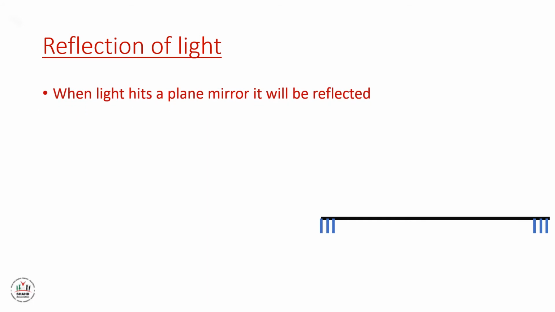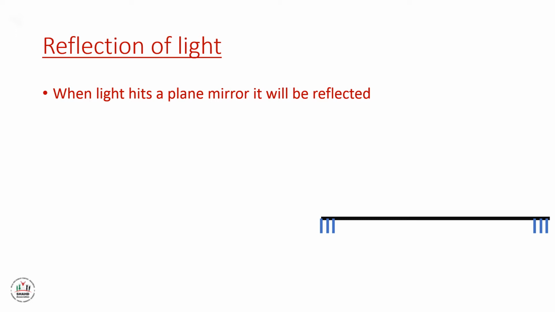In this session, we are only interested in the phenomena of reflection of light. So what happens for light when it hits a plane mirror? The answer will be that it will be reflected back. But in which direction, we will see. Before we can proceed, let's learn some terms.